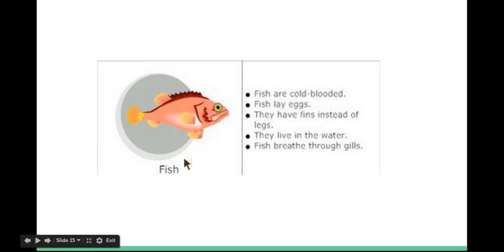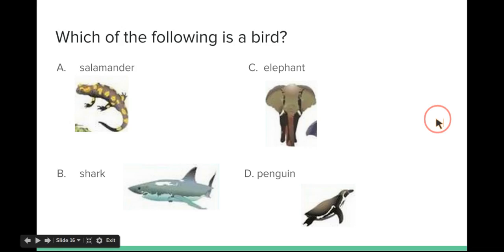The next vertebrate group is fish. Fish are cold-blooded. They're kind of like amphibians in the sense that whatever the temperature is outside or in the water, that's their temperature too. Fish lay eggs, and fish also live in the water. Fish breathe through gills. That's how we see them most of the time. Which of these animals is a fish?